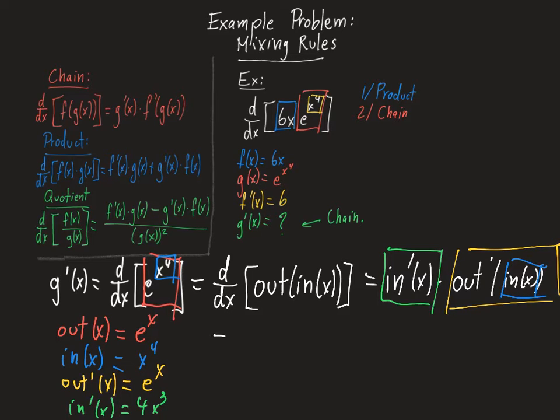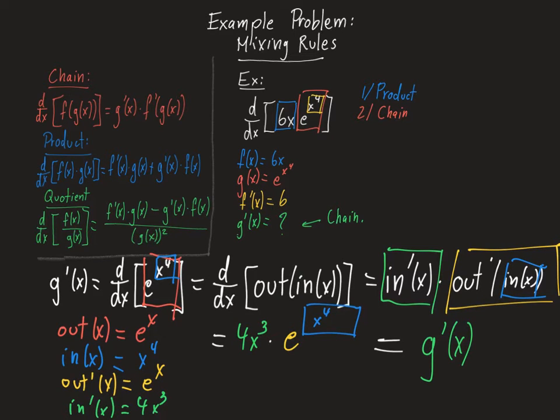Okay, so plugging everything back in, you see that in prime of x is 4x cubed. Then we have a multiplication symbol. Then we have our out function, which is e to a power. And that power is going to be our inside function, which is x to the fourth. And this here is equal to our g prime of x. I'm finally done with this part.